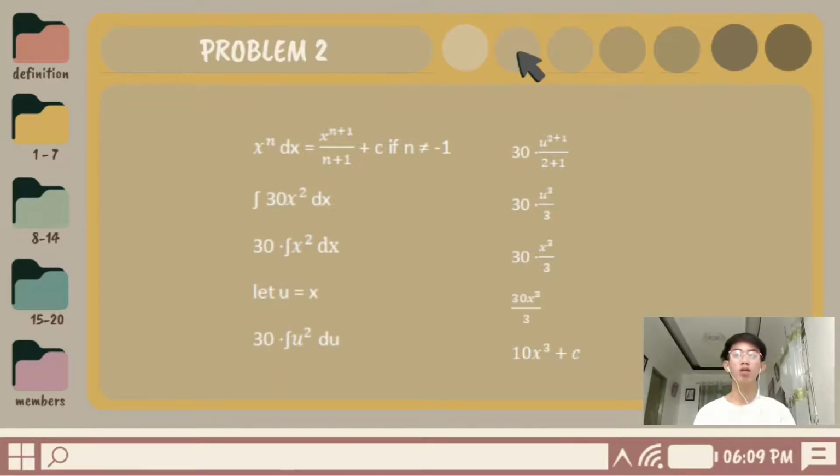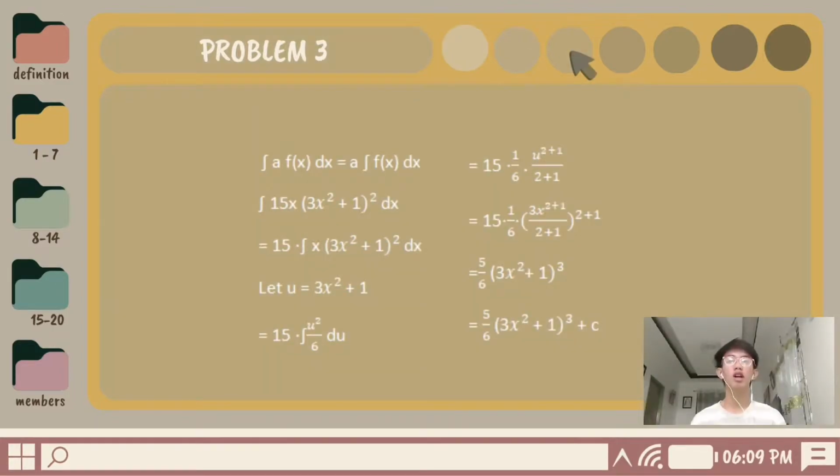if n is not equal to negative 1. Here the example given is the integral of 30x squared dx. First, we have to move the constant 30 before the integral sign, then leave x squared as our u. Then do the anti-differentiation. We have x raised to 2 plus 1 over 2 plus 1. It will be x cubed over 3. Combine both terms, we'll have 30x cubed over 3. Lowest term, it will be 10x cubed plus c.